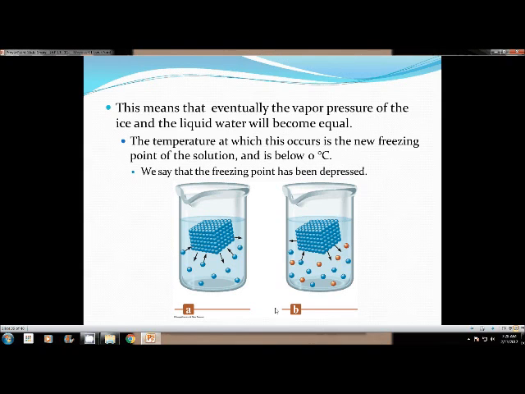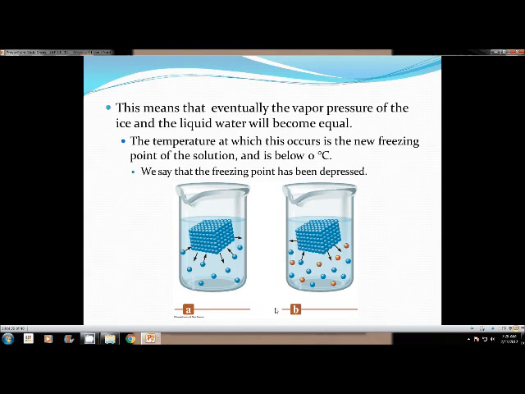And the temperature at which this occurs is the new freezing point and is below the normal 0 degrees Celsius for water. We say that the freezing point has been depressed. This is why we can put salt on the roads and on sidewalks in the wintertime, because the salt will dissolve in the ice and snow in the water, right? And so then it's actually making a solution, and when it makes a solution, it changes the vapor pressure, which then makes it freeze at a lower temperature.